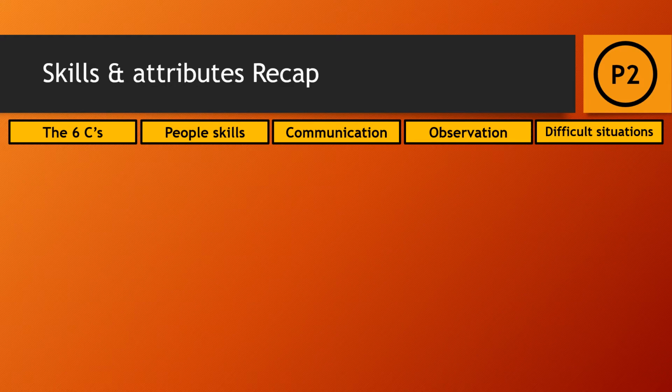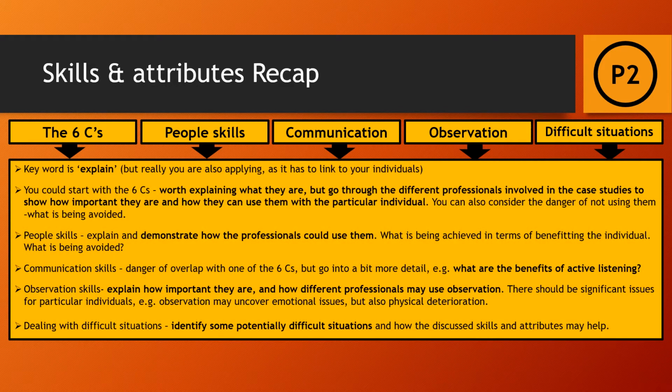So just to kind of fit this into the context of the course. I would start off by explaining, defining and outlining each skill and attribute area, and use the textbook, use your knowledge, use your online research. I would say maybe start with the 6 C's and go through that, explain what they are, how they work, how professionals could use them, how it would be used with your case study characters, and that's the most important bit, linking it to the professional and how they would interact with your case study.